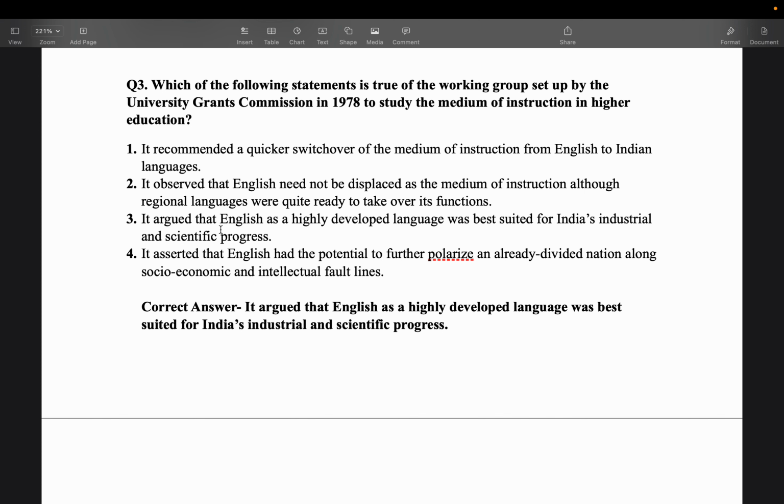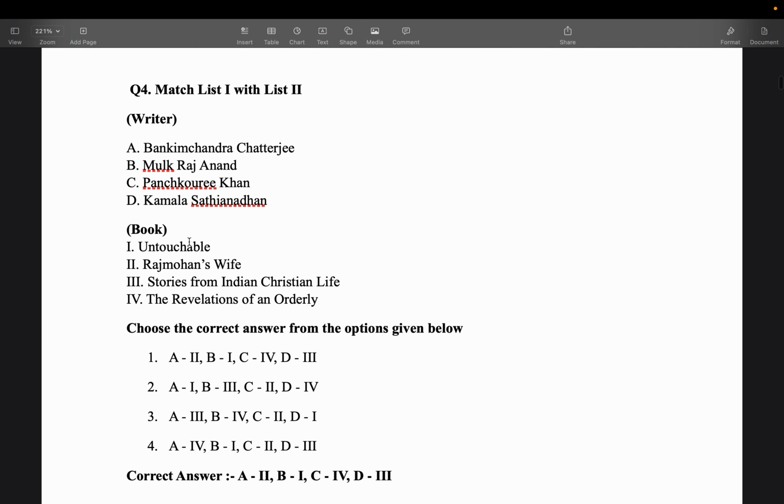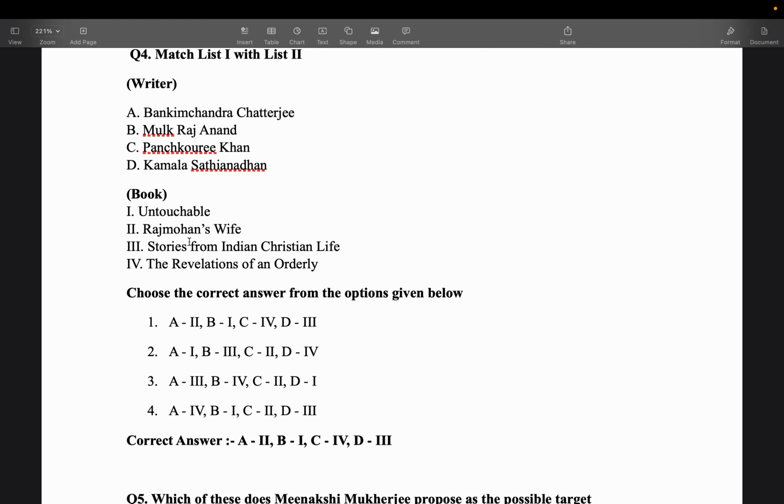It asserted that English had the potential to further polarize an already divided society. Nay. That is a wrong option. D is absolutely wrong. So you will be a little confused between 2 and 3, but the answer is 3. Now, this is easy. Bankim Chandra Chatterjee. Everybody knows he wrote Rajmohan's Wife, isn't it? A2. Only one option is there like that.